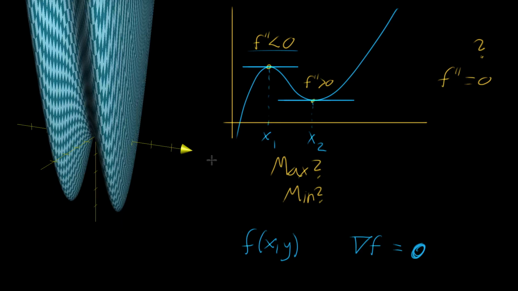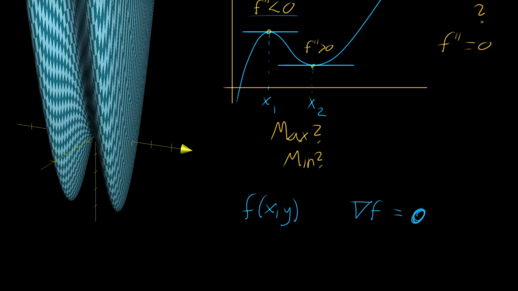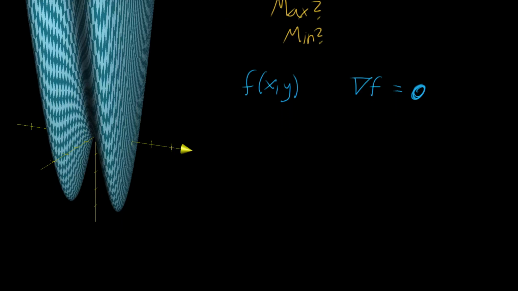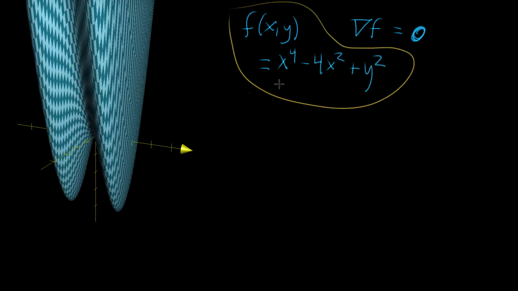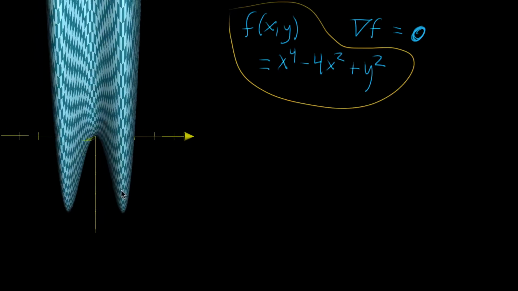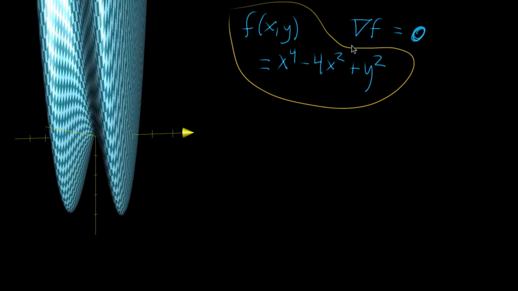But to set the landscape, I want to actually talk through a specific example where we're finding when the gradient equals 0, just to see what that looks like and just to have some concrete formulas to deal with. So the function that you're looking at right now is f of x y is equal to x to the fourth minus 4x squared plus y squared. Okay, so that's the function that we're dealing with.